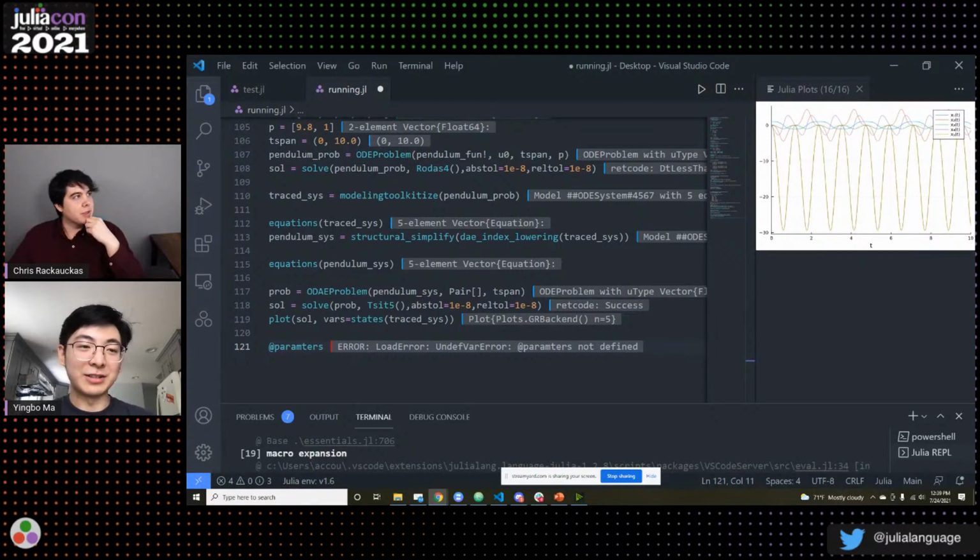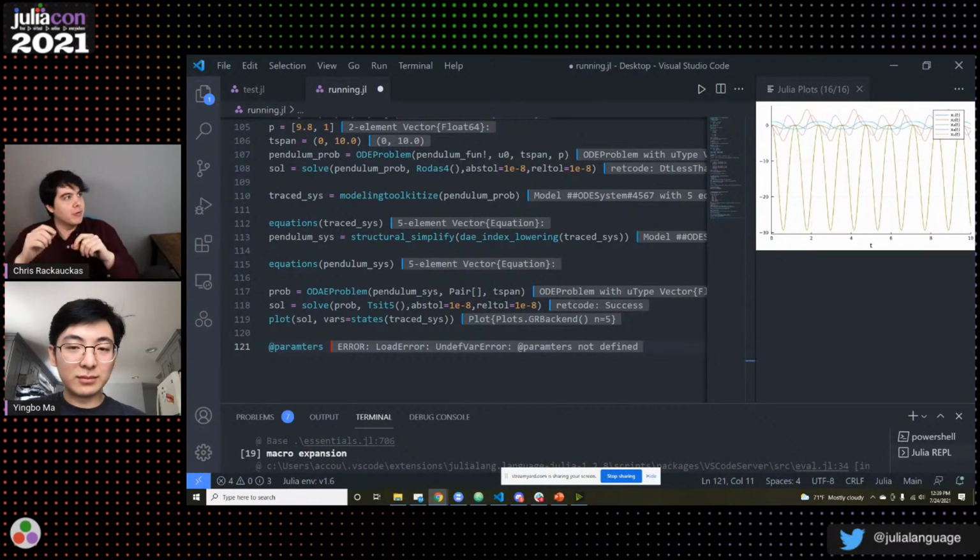Basically, the structural simplify passes will get better and better over time. They'll handle more of these weird edge cases. Though at this point, most of the edge cases are like, if you initialize everything at exactly this one point, then that is the point that can be weird, like the pendulum straight up or straight horizontal kind of things. But yeah.